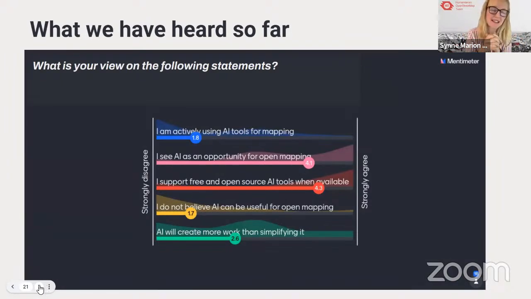So we added some of these statements just to get a temperature of where people are at. There are quite a few who are actively using AI for mapping, and quite a lot who see an opportunity in getting mapping assistance through AI. And then on the statement, "I support free and open source AI tools when available," that was one assumption that we had, and it was interesting to see how many support that.